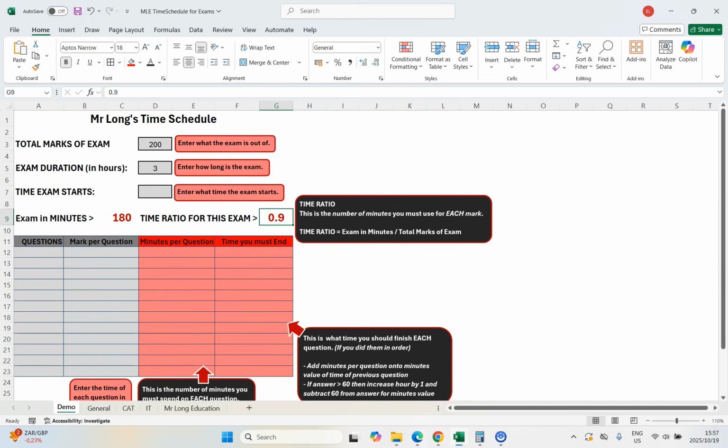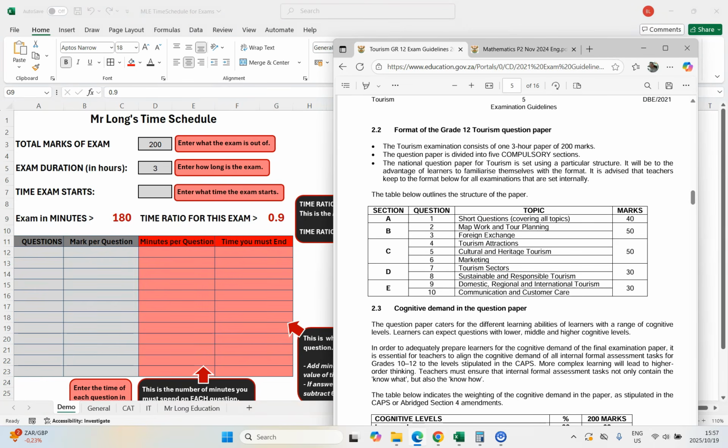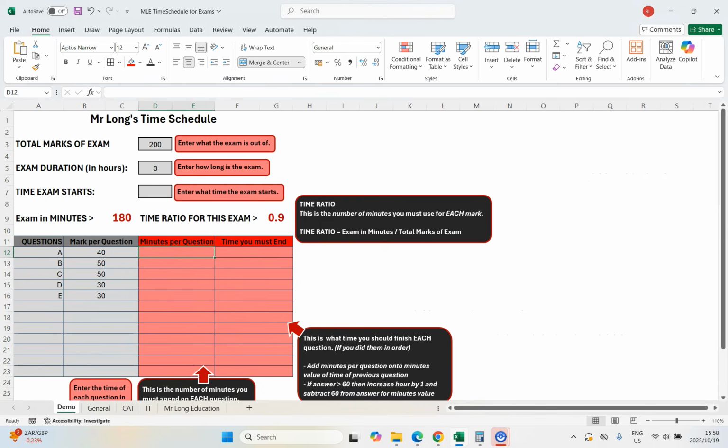Now when I come to my guidelines, here I can see the breakdown of the different questions. I'm going to type this out over here so that we don't have to keep referring to it, but I'm looking at the section and how many marks it's going to be. So I wrote down A, B, C, D, E, and I wrote down the marks for each question. Now this is what I'm going to do. I need to work out how many minutes I'm going to spend on each of those questions.